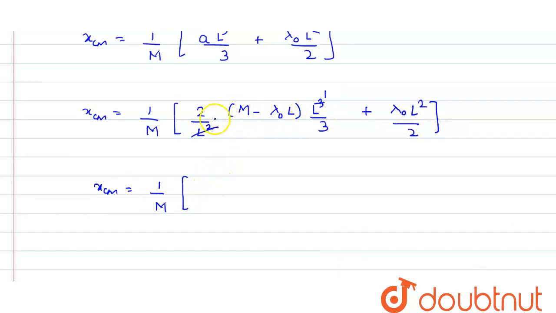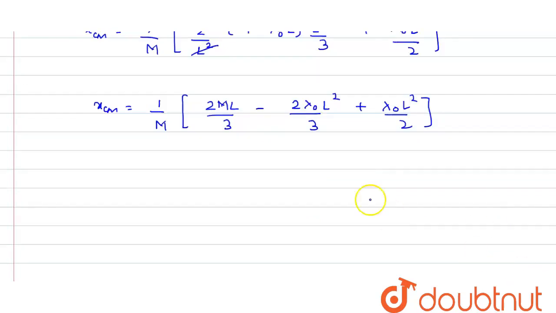Now if you multiply into this, it would be 2 m, then L would be multiplied here, divided by 3, minus 2 lambda naught, then L into L square divided by 3, plus lambda naught L square divided by 2. Now we just need to solve this part and then we can take m into the bracket. If we take m into the bracket, m would be cancelled, so from the first part it would be 2L divided by 3.